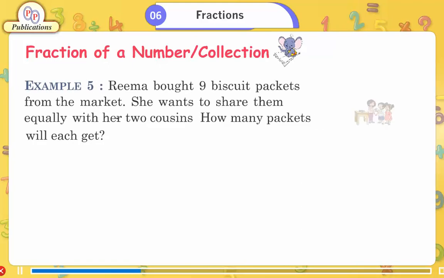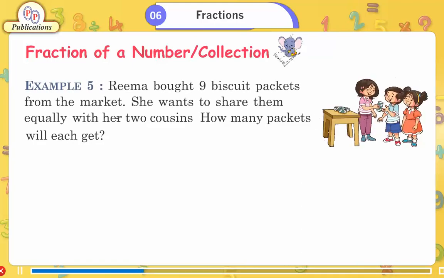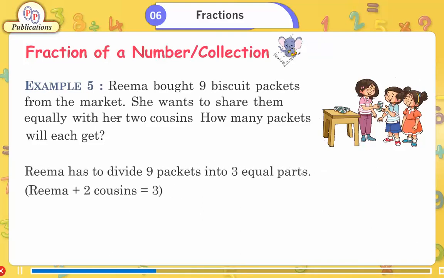Example 5. Reena bought 9 biscuit packets from the market. She wants to share them equally with her two cousins. How many packets will each get? Reena has to divide 9 packets into 3 equal parts. Reena plus 2 cousins is equal to 3.